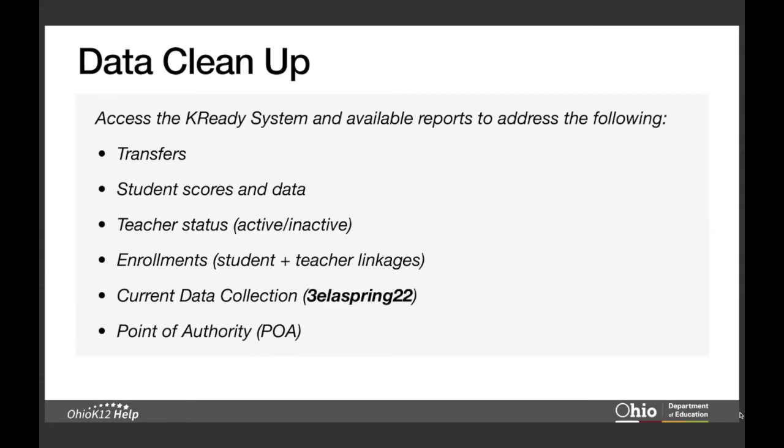Likewise, teacher status. You may have some teachers that have transferred or moved out of the system and are no longer part of your location, and so you need to ensure that the teacher status is correct, whether that be active or inactive. We need to make sure that the enrollments are correct. If there are teacher changes, we need to make sure that those teachers that have been collecting scores are linked to those students. And so again, just going back and ensuring that those enrollments, the student and teacher linkages, are correct and active. And then ensure that you're using the correct data token, 3 ELA Spring 22. And then lastly, ensuring that the point of authority, or POA, has been set for your locations.